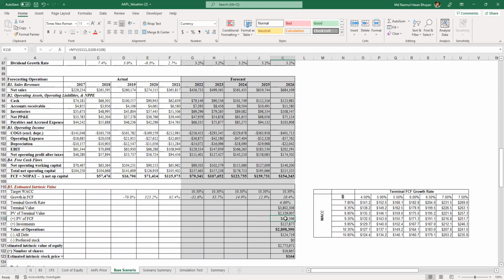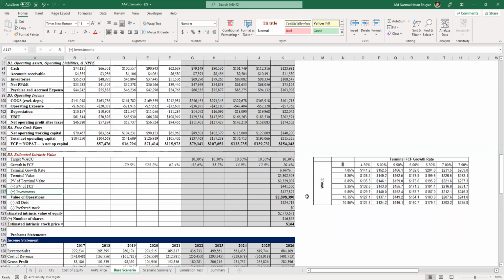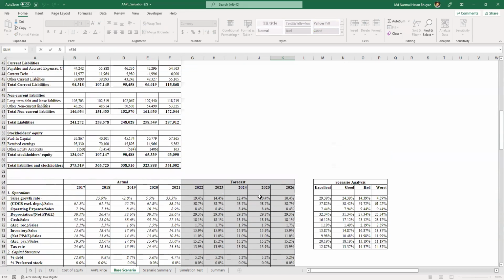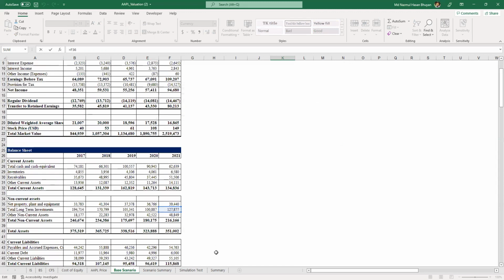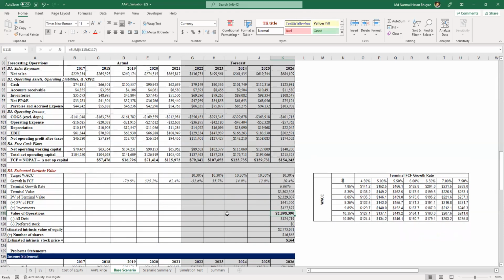Then present value of the free cash flow to the firm. So you also have some free cash flows beside our terminal free cash flows, right? You are going to discount those forecasted free cash flows to the firm using the weighted average cost of capital to get the net present value of those free cash flows to the firm at the end of year 2021. And then you are going to sum up all the investments you have. So here you can see you have the investment for the very last year, and then value of operation should be the sum of the present value of the terminal value, the present value of free cash flow to the firm, and then investment.